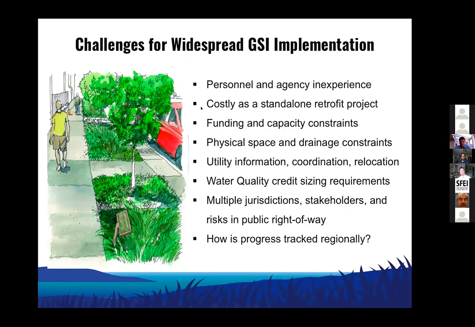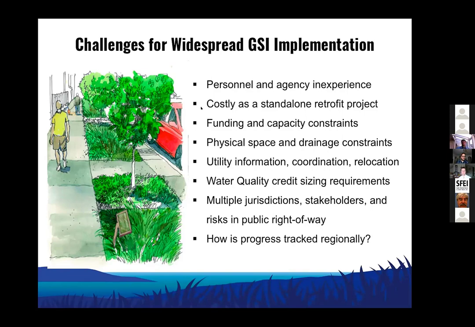Funding and capacity constraints. Projects are often funded through a combination of sources. As I mentioned, my project had EPA funding, Natural Resources Agency funding, Caltrans funding, and Department of Water Resources funding, and all that leads to a lot of reporting burdens and having to understand what the limitations of each funding source is. And in terms of cost, there's also the long-term cost of operations and management, which is not always accounted for.